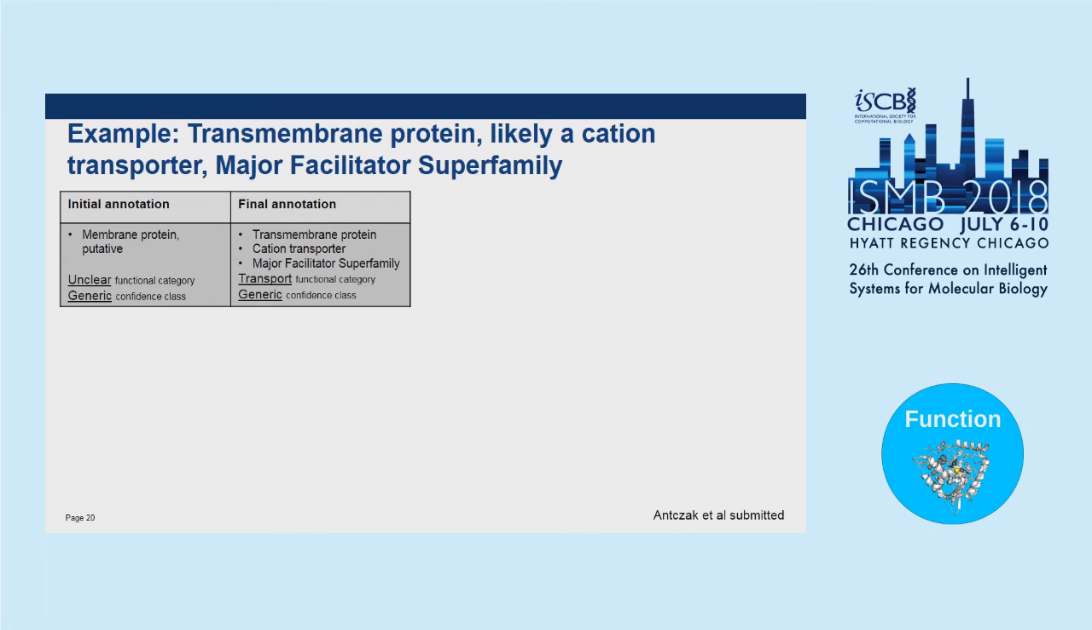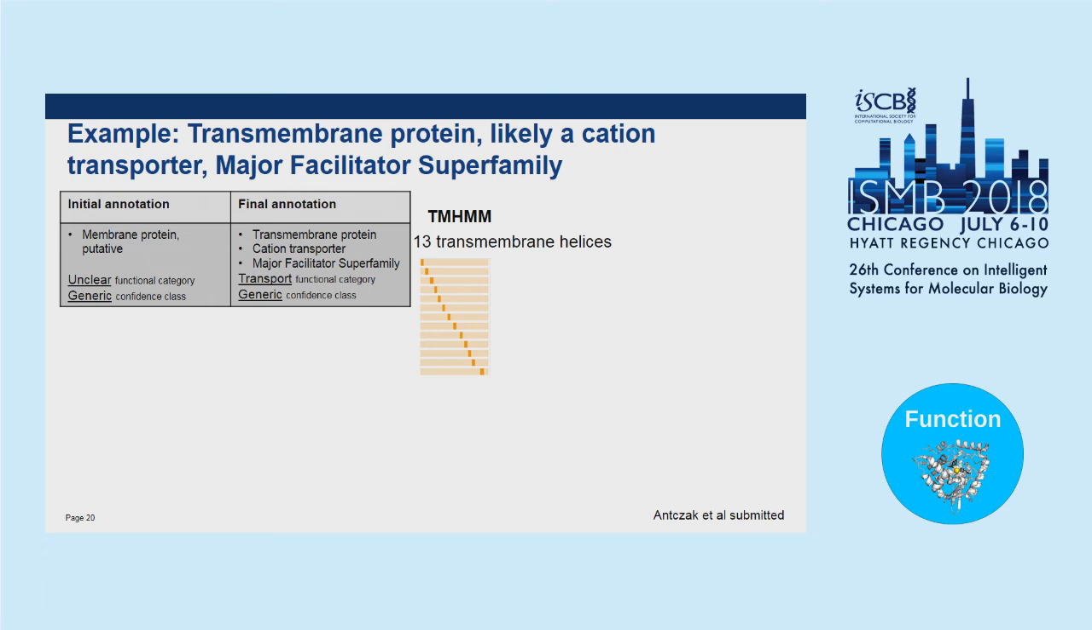So in the end, I would like to show you an example of how predicting function looks like. This is an initially annotated membrane protein from the unclear functional category in the generic confidence class. And we suggest that it is likely to be a cation transporter from the major facilitator superfamily, and we assign transport to its functional category.